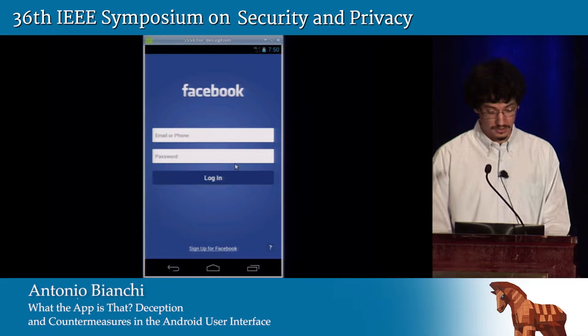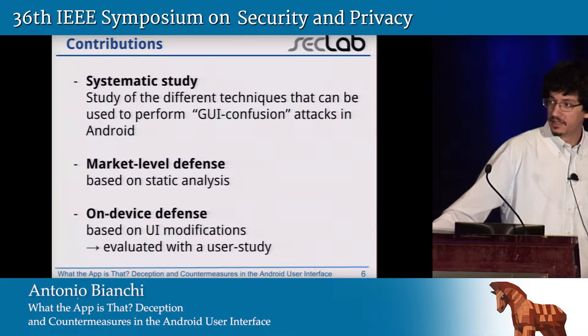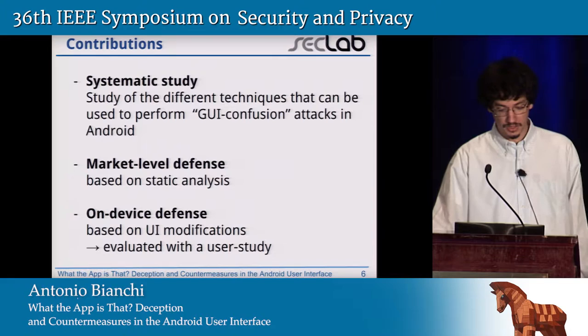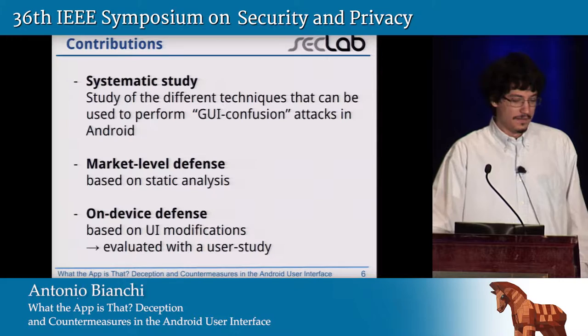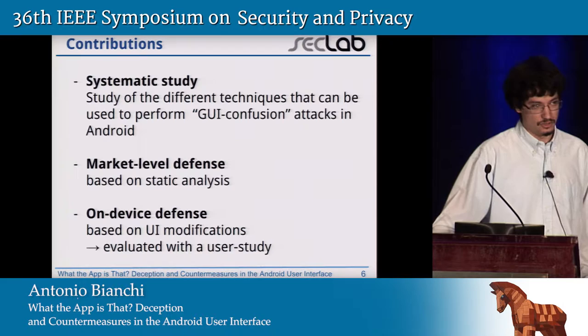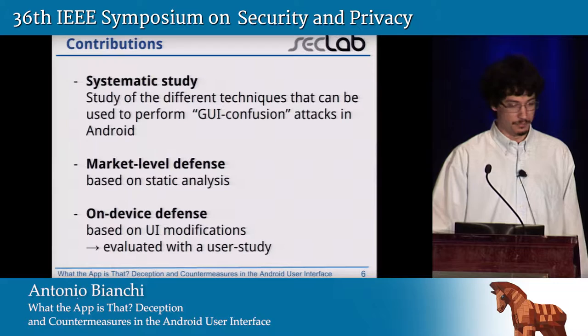So in our paper, we systematically study the different techniques that allow these kinds of attacks, which we generically call GUI confusion attacks. And then we developed two defenses. The first one is market level, and it's based on static analysis. The second one is based on UI modifications, and so we think it can be applied on any device. And to evaluate this second defense, we performed a user study.